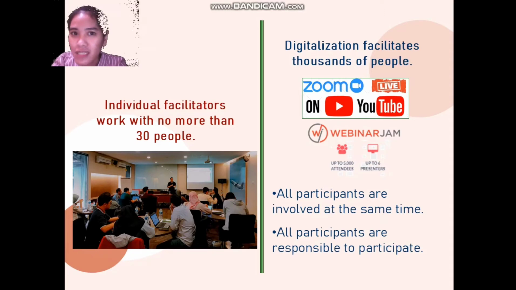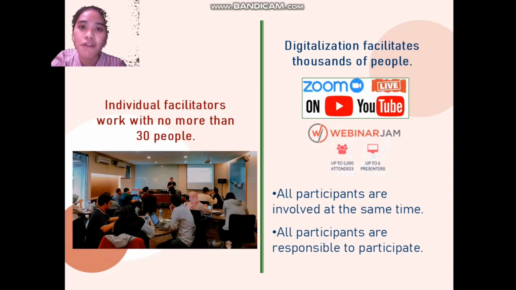So many, right? So not only thousands of participants, but also we can have more than one, more than two facilitators, because we can have 6 presenters or 6 facilitators. But I want to remind you, if you are the facilitators and if you want to facilitate thousands of people, make sure that all of your participants are involved at the same time. No one is left behind.